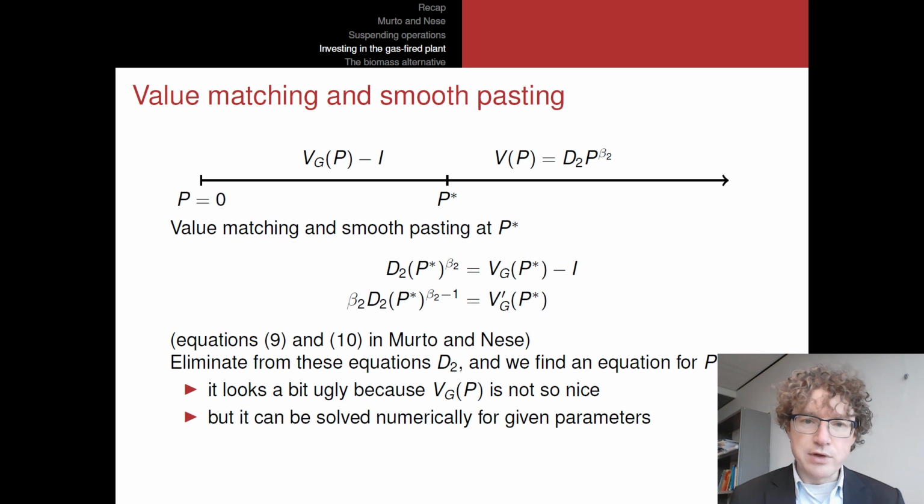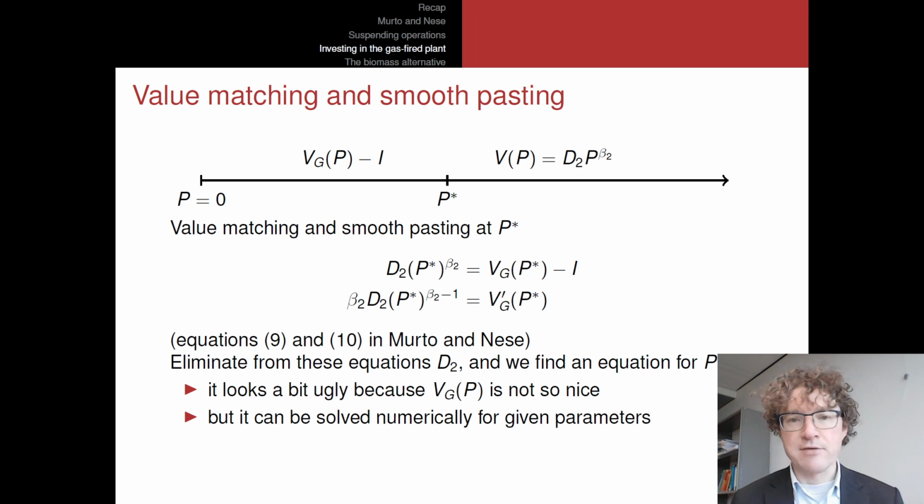So it's not too difficult to eliminate D2 from these two equations. We do this in the same way as we did before. That gives us an equation for P star. This equation for P star is a little bit more ugly than we had before, so we cannot usually solve this completely explicitly. But what we can do is solve this numerically. And actually that's what Murto and Nasakkala do.